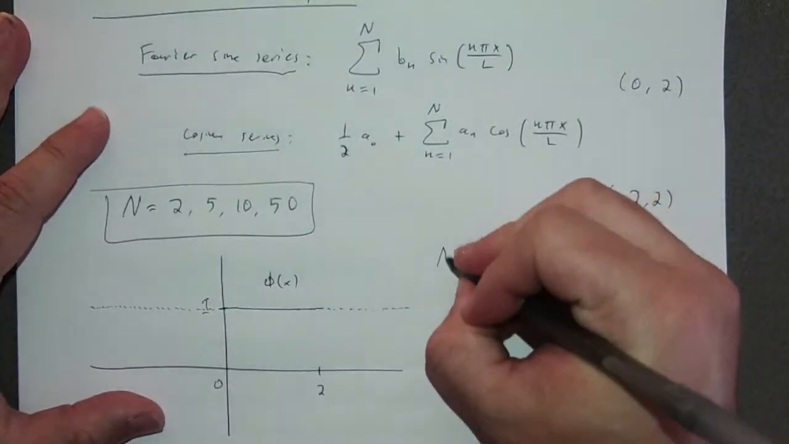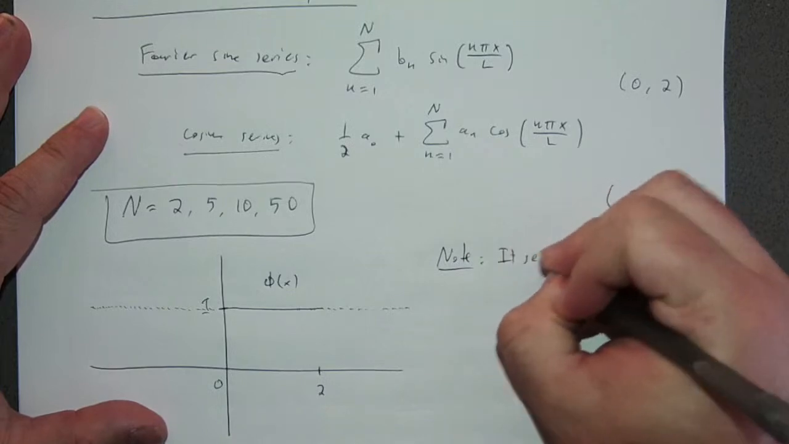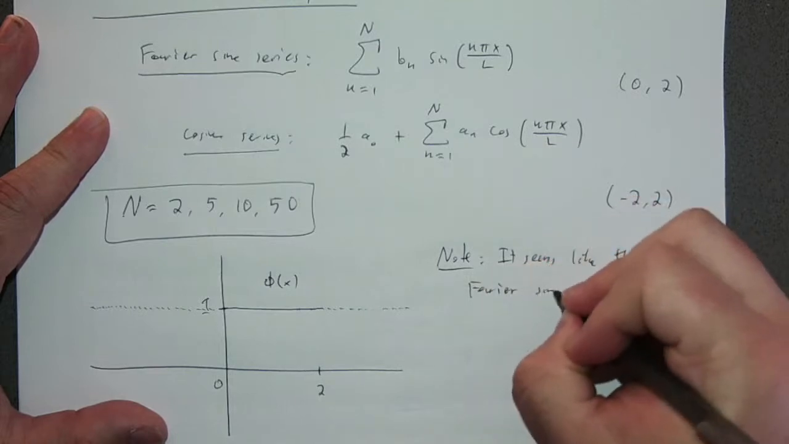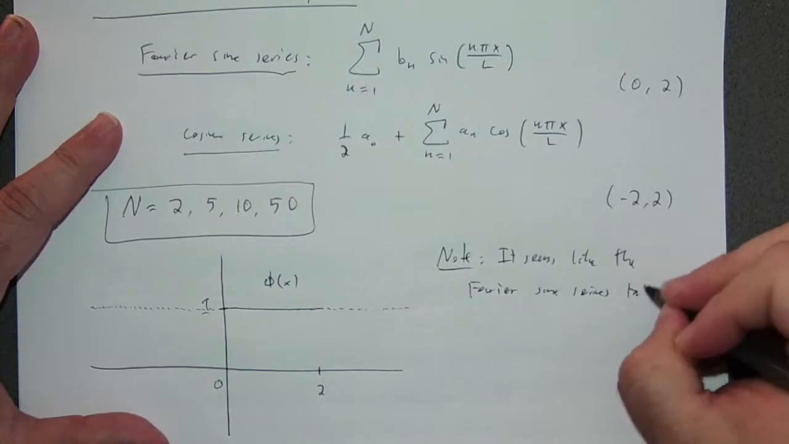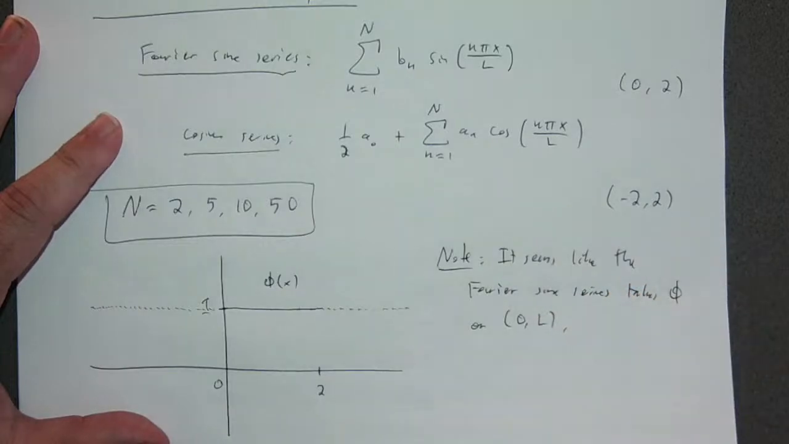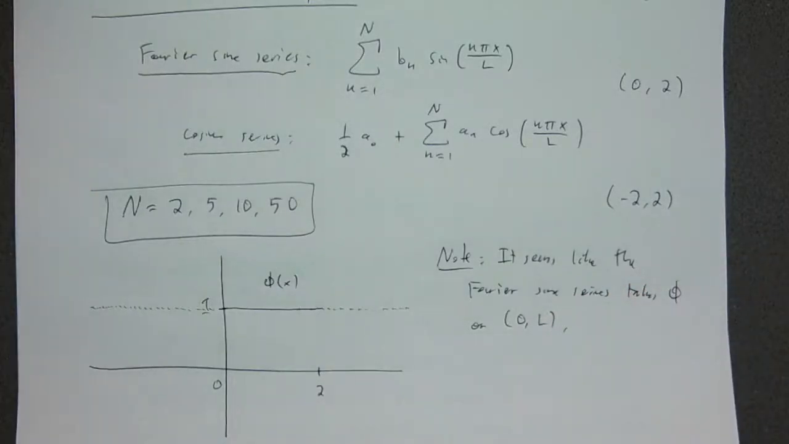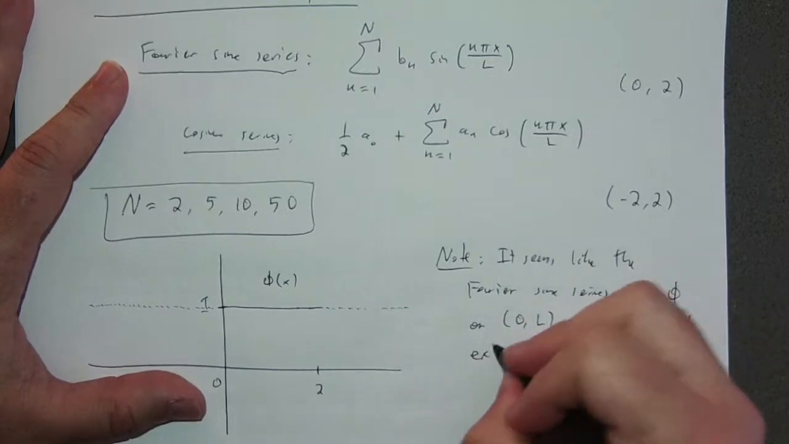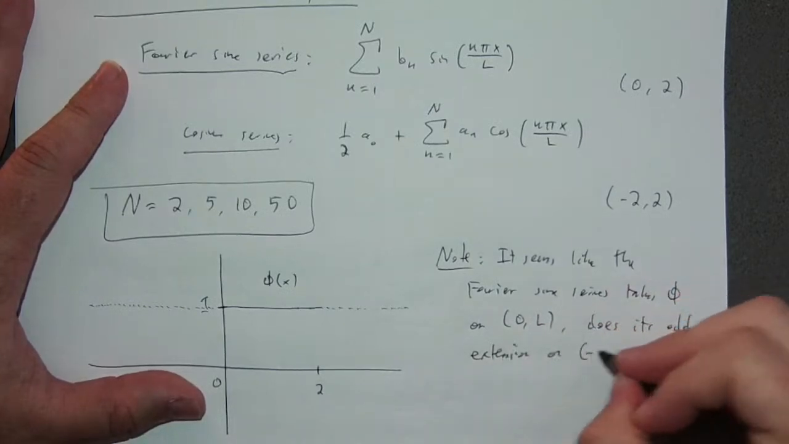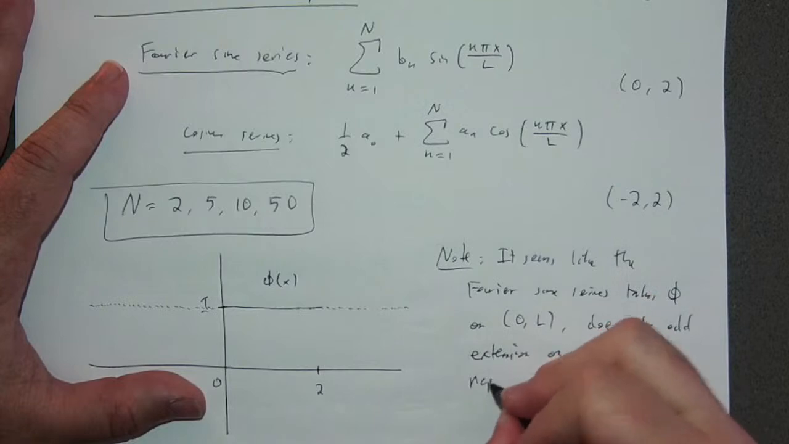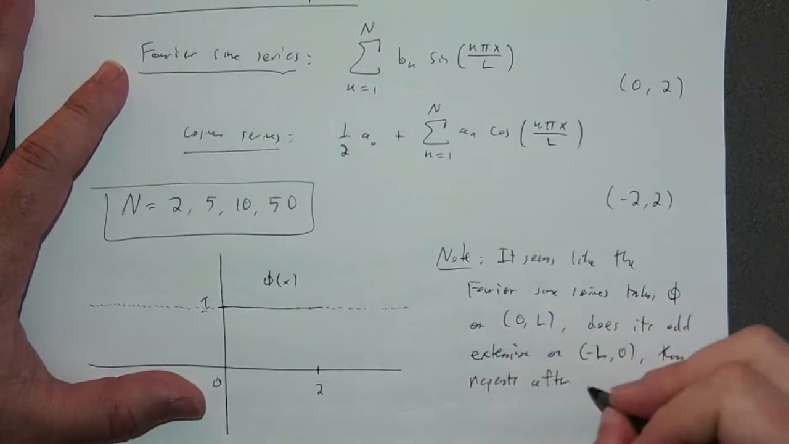So it seems like the Fourier sine series takes phi on 0 to L, does its odd extension on minus L to 0, and then repeats after a period.